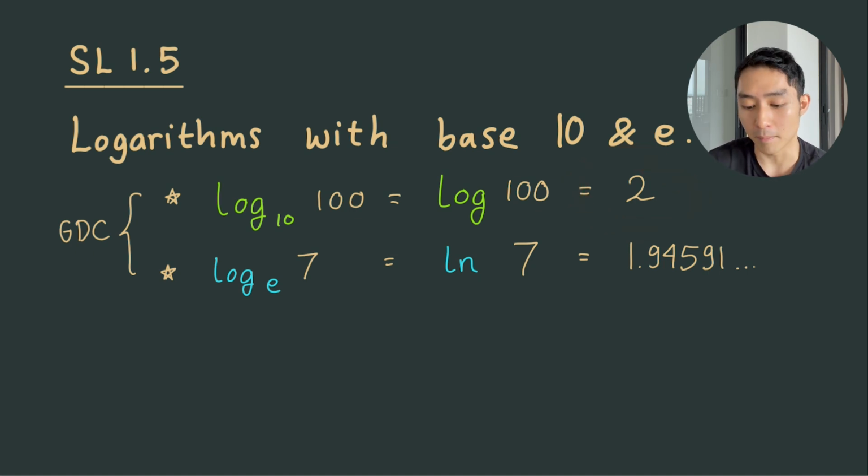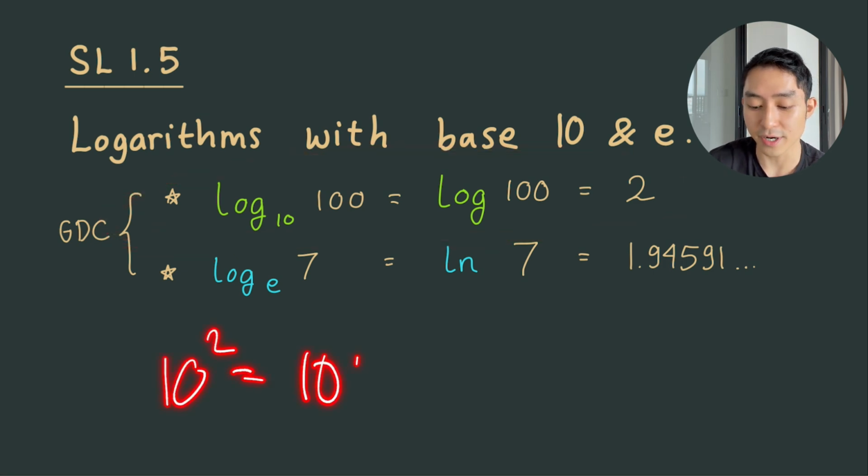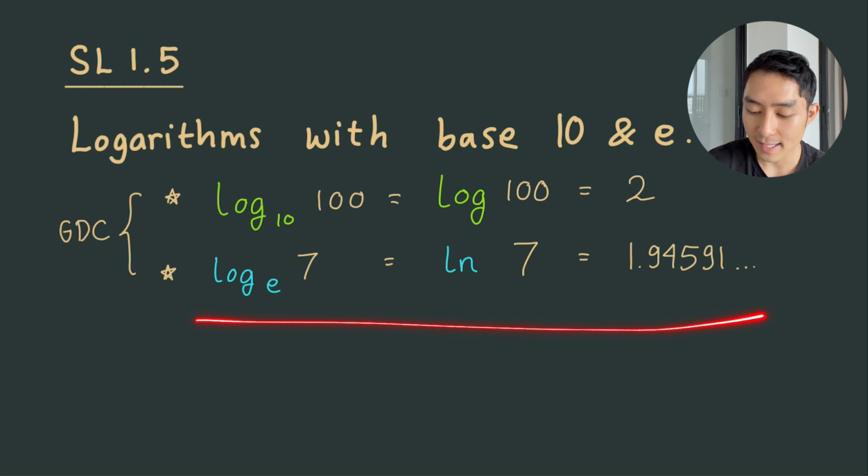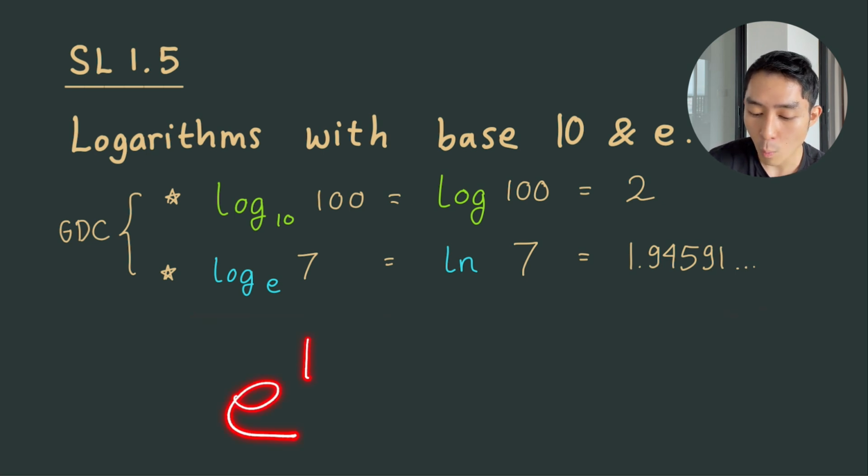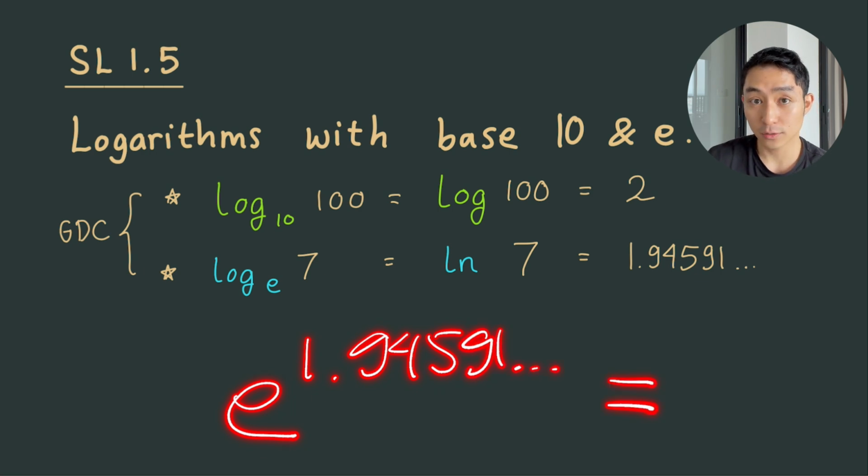And for Euler number, you can write it in log e, and let's say we're interested in the results of 7. Well, in the calculator, you have it in the ln symbol, which stands for natural logarithm. So the natural logarithm of 7 is 1.94591... From the first statement, this implies that 10 power 2 is 100, in which it is correct. For the second statement, Euler number power 1.94591... is equal to 7.